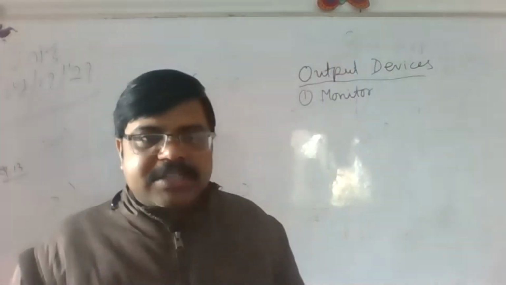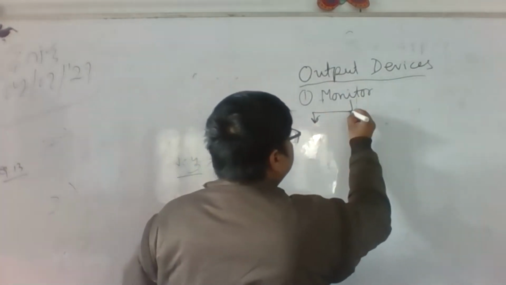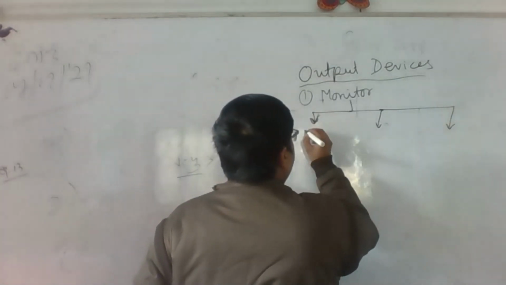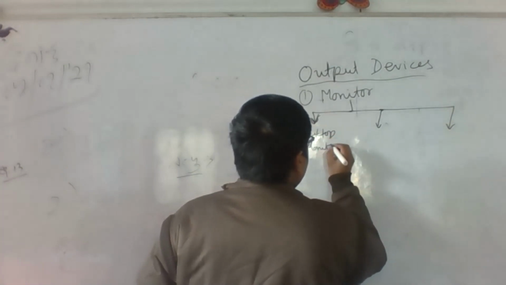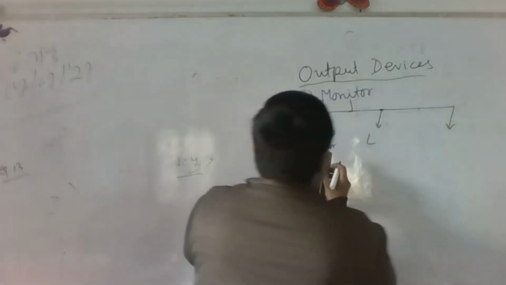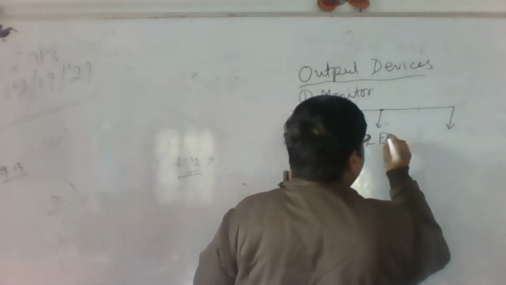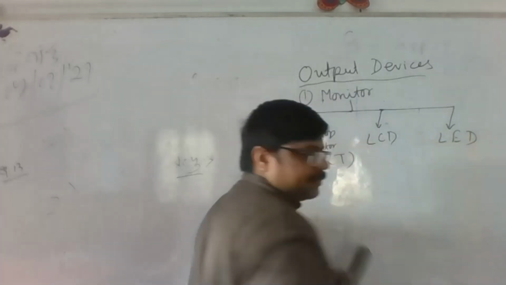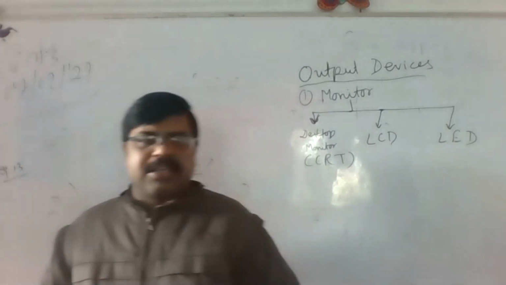Okay, now students, there are three types of monitor. One is the desktop monitor, or in other way you can say CRT. Next one you have is LCD, and the last one is LED. See, these three types of monitors are used.